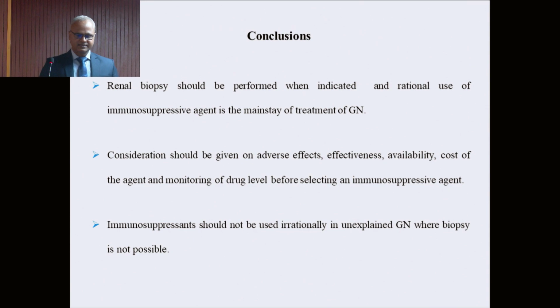In most of the cases, when there is a non-nephrotic range proteinuria, we can treat those cases with supportive treatment with ACE inhibitor or ARB. And when there is a nephrotic range proteinuria or not responding to treatment, we may use immunosuppressive agents in a rational way.